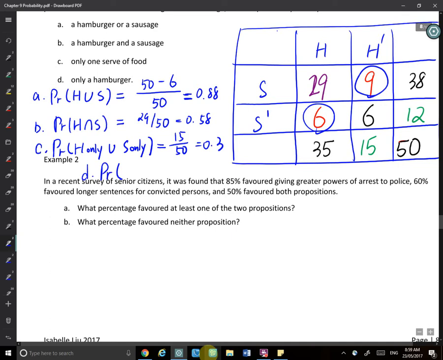D, only a hamburger, so it's hamburger only. H only will be H intersects S dash, which will be 6 over 50, 0.12.